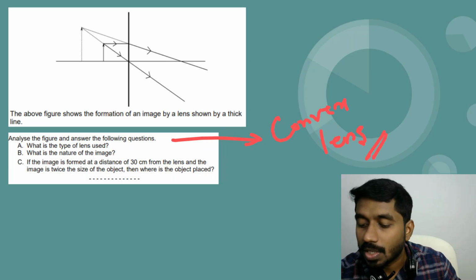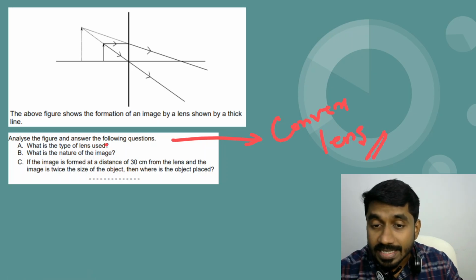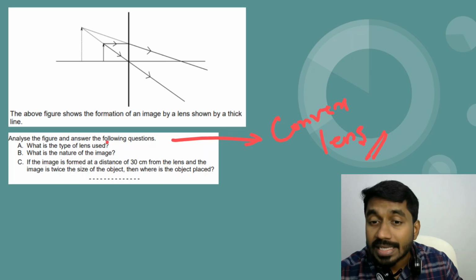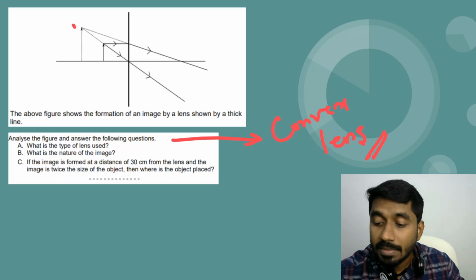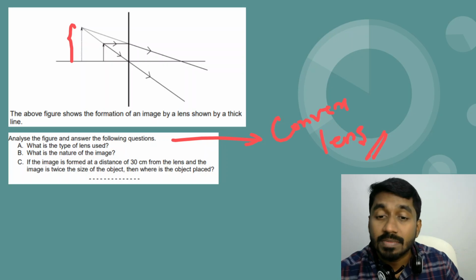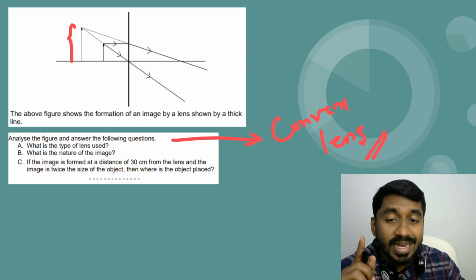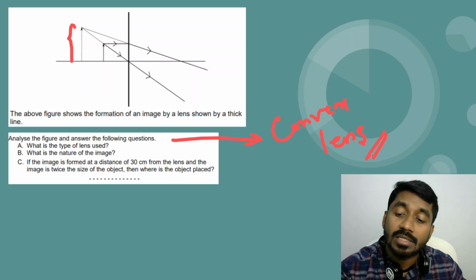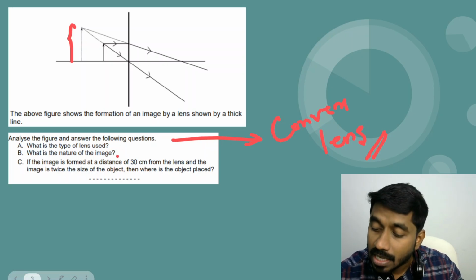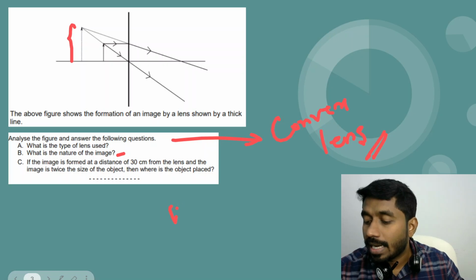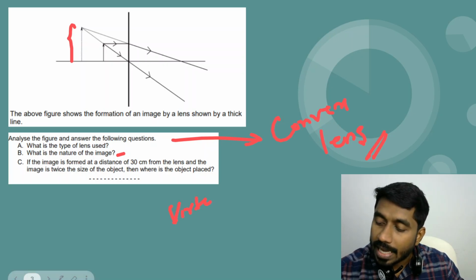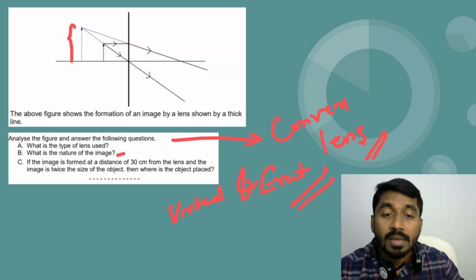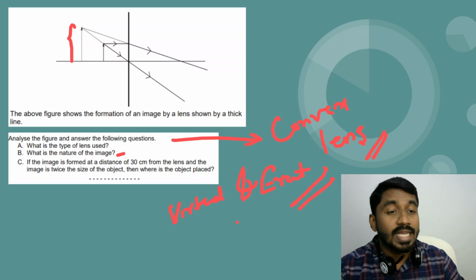What is the reason? Because the convex lens is the one which creates a magnified and virtual image. Here the image is virtual and it is magnified. So the only lens which can produce a virtual and magnified image is the convex lens. Nature of the image: what is the nature of the image? It is virtual and erect.